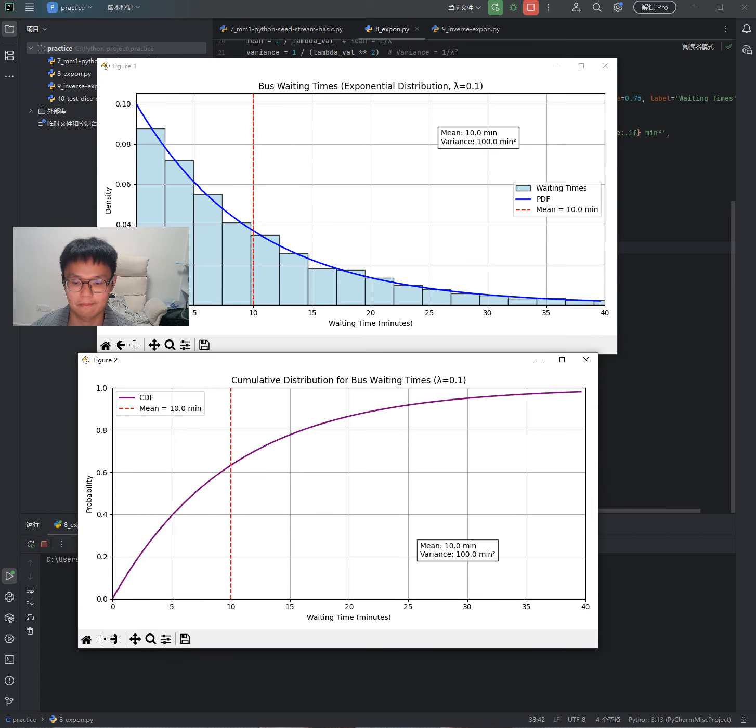And next one, this is the cumulative distribution function, CDF. The purple line shows the probability that a passenger waits up to a certain time. At 10 minutes, around 63% of passengers would already have taken a bus. So this simulation helps visualize how the exponential distribution works in modeling real-world waiting scenarios.